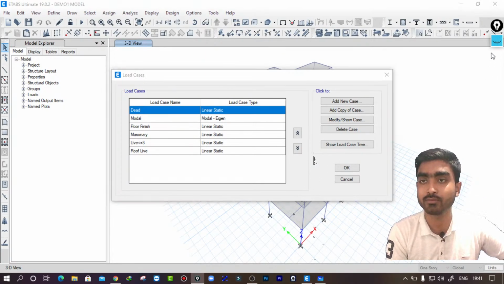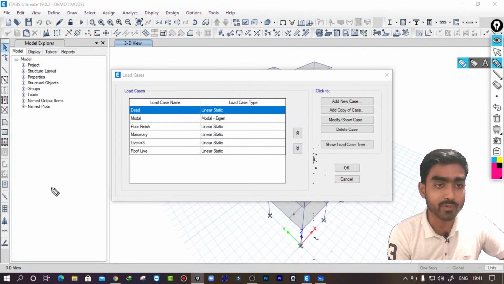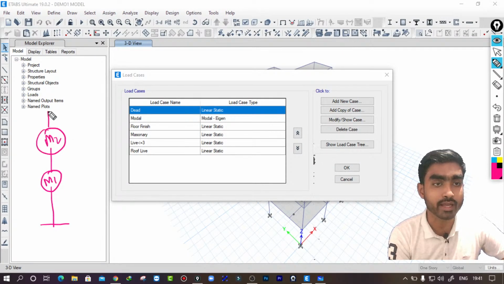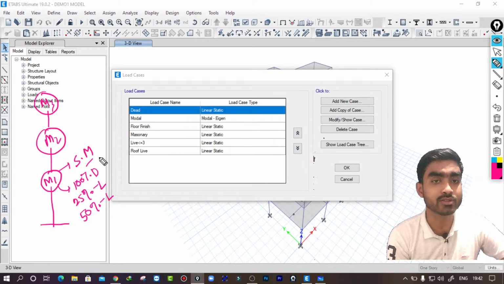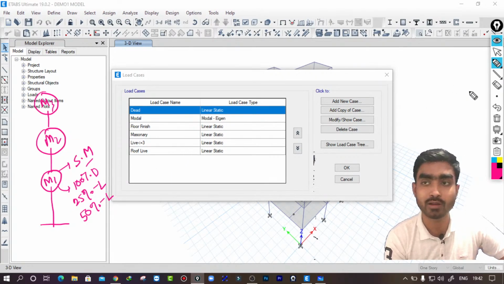I think you have studied that lumped mass we used to consider. At every story level, we used to consider M1, M2, M3 like this. So this mass is nothing but our seismic mass, or you can say seismic weight, and this seismic weight consists of 100% of dead load, 25% of live load if it is less than or equal to 3, and 50% of live load if it is greater than 3. So this lumped mass should be considered in the modal case actually.